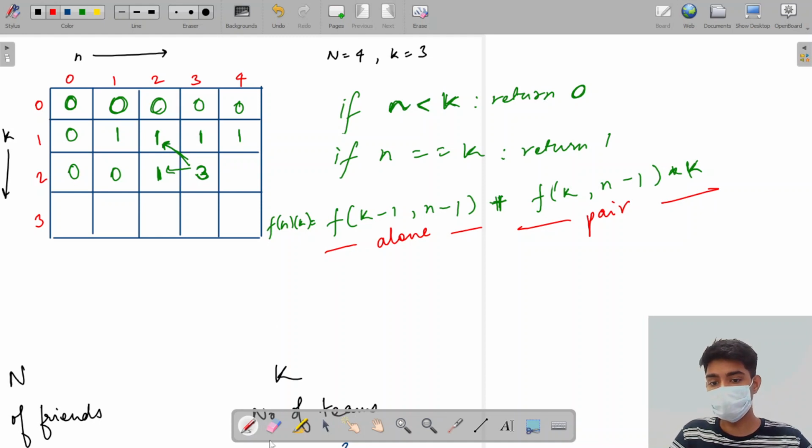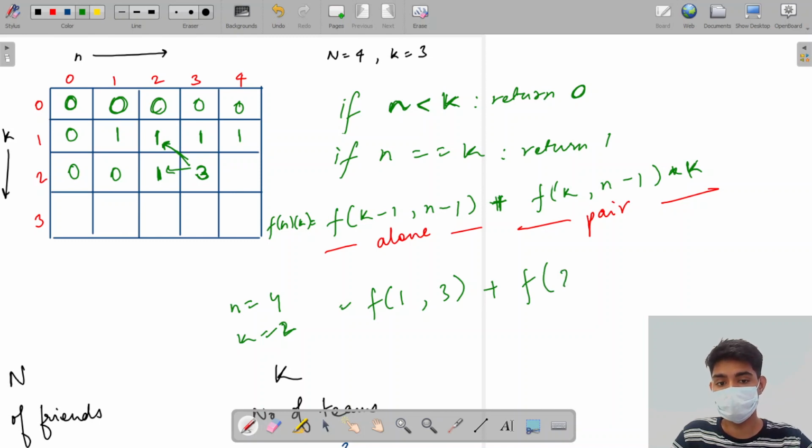Now we have filled the DP array, and we are just going to fill it in the same order. So let's see, for 4. I have 4 people, so my n is 4, and I have to divide them in k is 2, right? I have to divide them in 2 ways. So what is going to be my answer? Let's see. I'm going to put this in here. My function of k minus 1, which is 1, and n minus 1, which gives me 3, right, plus function of k, which is 2, and n minus 1, which is 3, times 2, right? That's all this.